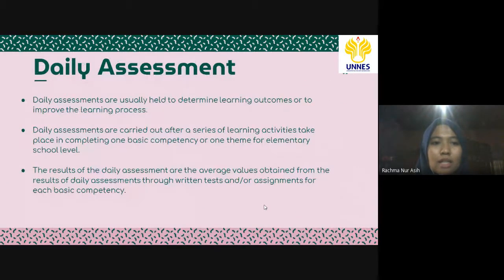So the third content is daily assessment. Daily assessments are usually held to determine learning outcomes or to improve the learning process. Daily assessments are carried out after a series of learning activities take place in completing one basic competency or one of them for elementary schools level. The results of the daily assessment are the average values obtained from the results of daily assessments through written tests and or assignment for each basic competency.